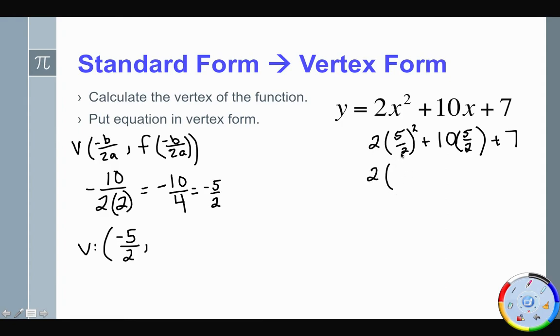You just have to bear with the work here because this is how this works. So we get 5 halves squared, which is 25 over 4, plus 10 times 5, which is 50, divided by 2, which is 25, plus 7. If you did this in your calculator, 2 times 25 is 50, divided by 4 is 12.5.